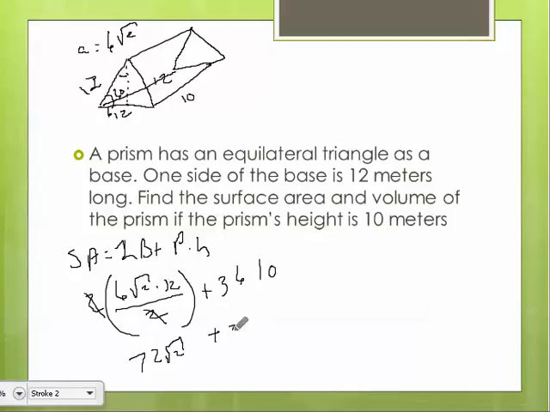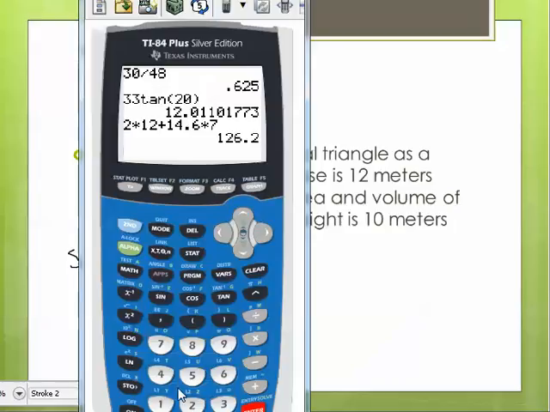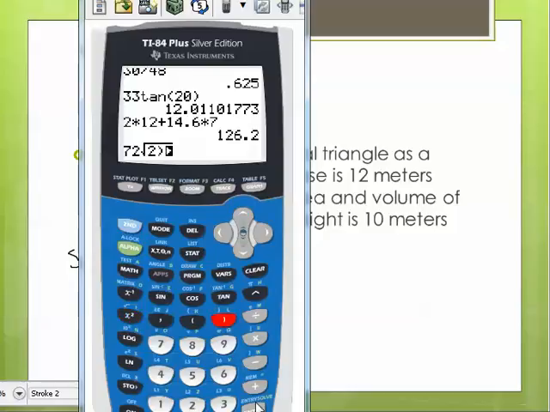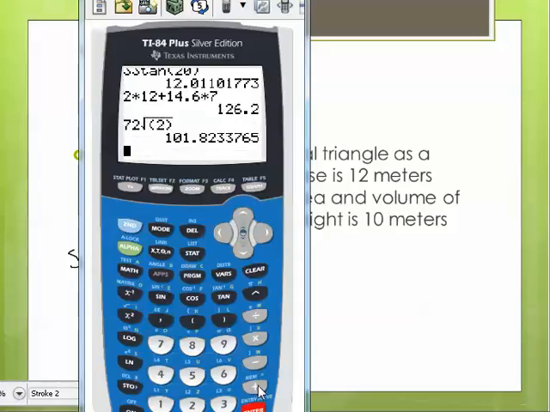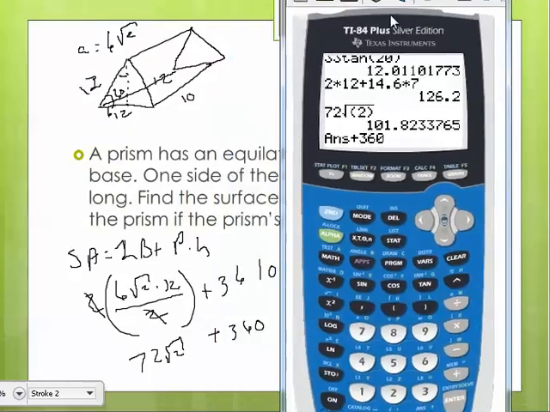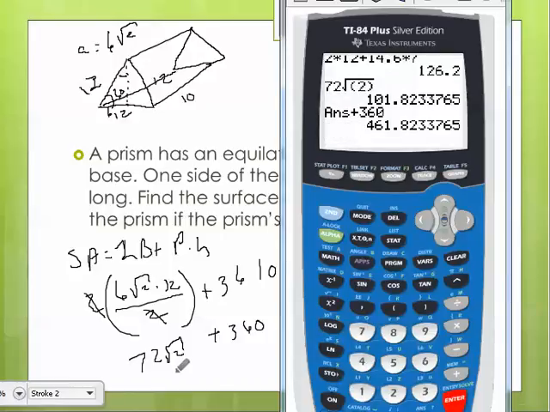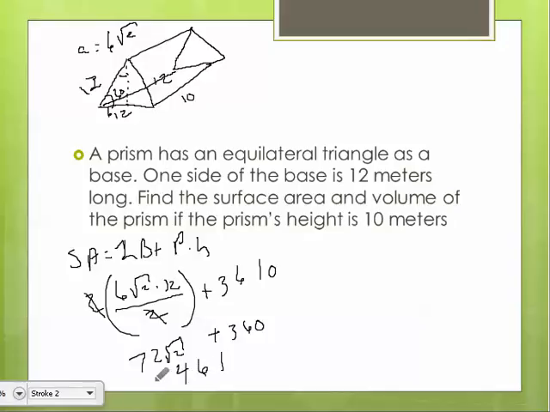So that's plus 360. Now I can find this by using my little calculator here. 72 square roots of 2 plus 360. Is that what I had? 360? Yeah, 360. And I press enter on that, and I get 461. That's approximately 461 meters squared.